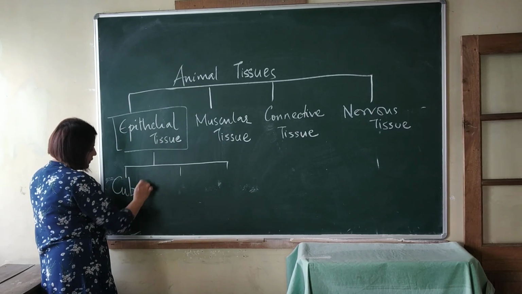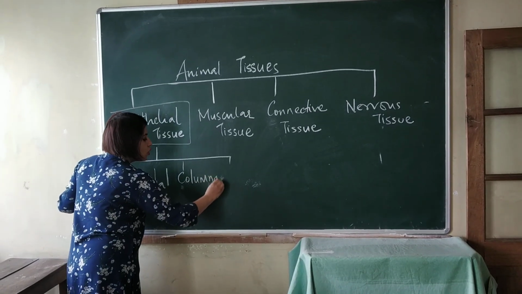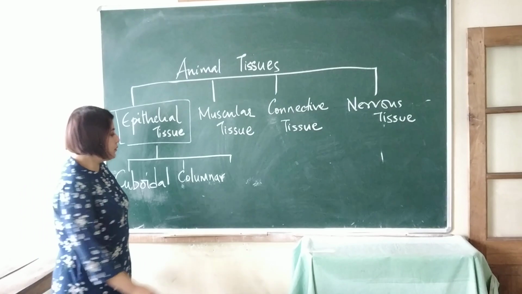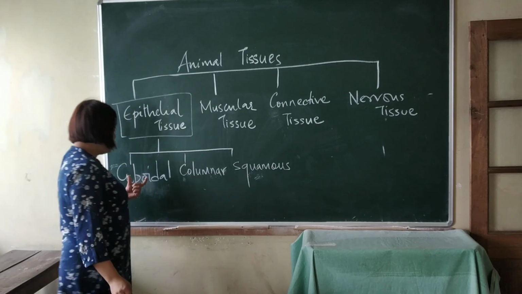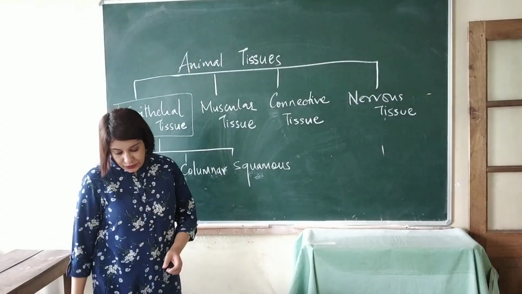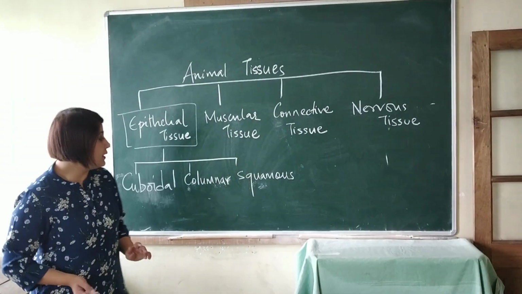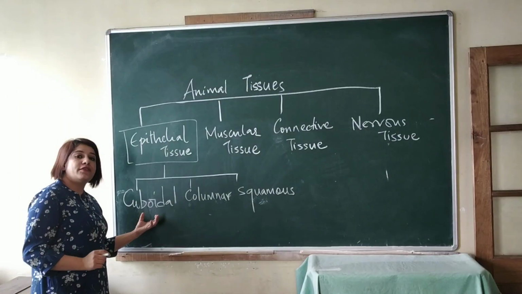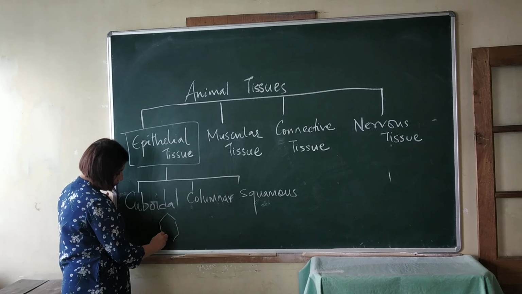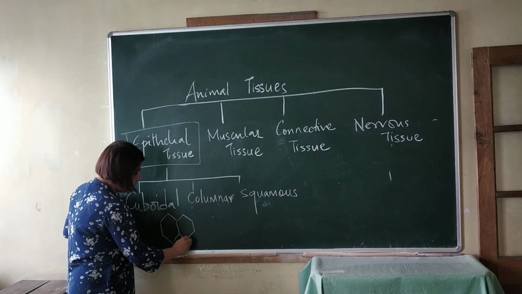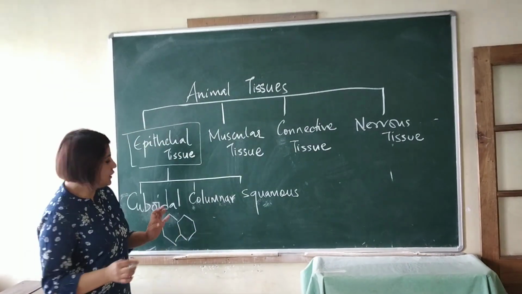cuboidal epithelial tissue, columnar epithelial tissue, and the squamous epithelial tissue. From the name itself, cuboidal, cube-like. So, the epithelial tissue which are cube-like are known as cuboidal epithelial tissue.